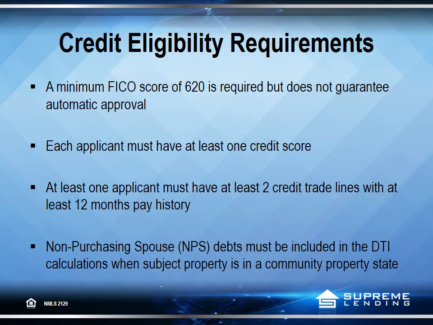For credit eligibility requirements, a minimum FICO score of 620 is required, but does not guarantee automatic approval. Each applicant must have at least one credit score. At least one applicant must have at least 2 credit trade lines with at least 12 months pay history. And non-purchasing spouse debts must be included in the DTI calculations when the subject property is in a community property state.